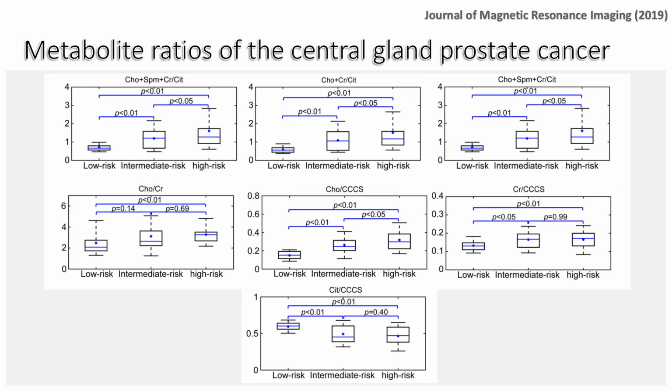These box plots show significant difference for all metabolite ratios between low-risk versus high-risk cancer groups. For low-risk versus intermediate-risk cancer, all citrate-based ratios and mole fraction ratios of choline, creatine, and citrate show significant difference. For intermediate-risk versus high-risk cancer groups, all citrate-based ratios and only the mole fraction ratio of choline demonstrate significant difference.